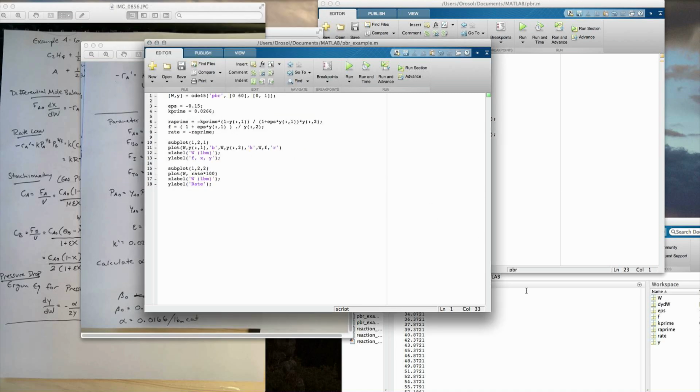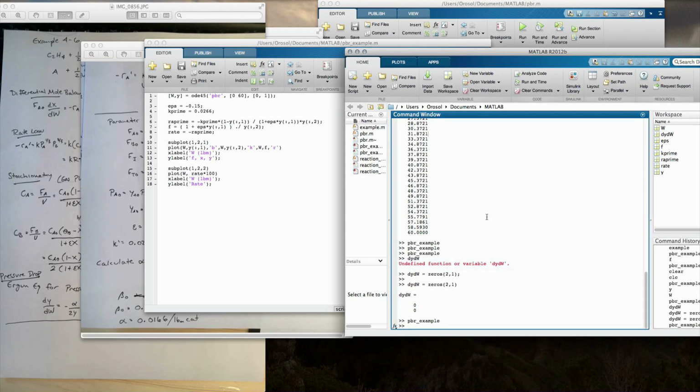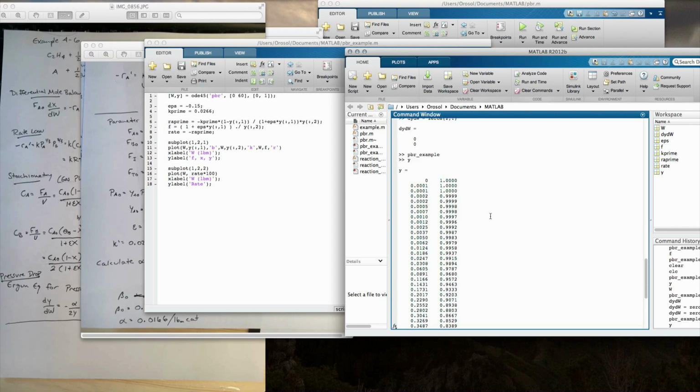So let's close that real quick. So if I go in here and type y, then you can see what you get back. And these are the initial values you gave it. And so this first column is x, so this is your conversion. And the second column is y, so this is your pressure drop. And so if you want to reference x, then you would say y, because that's the name of this array.